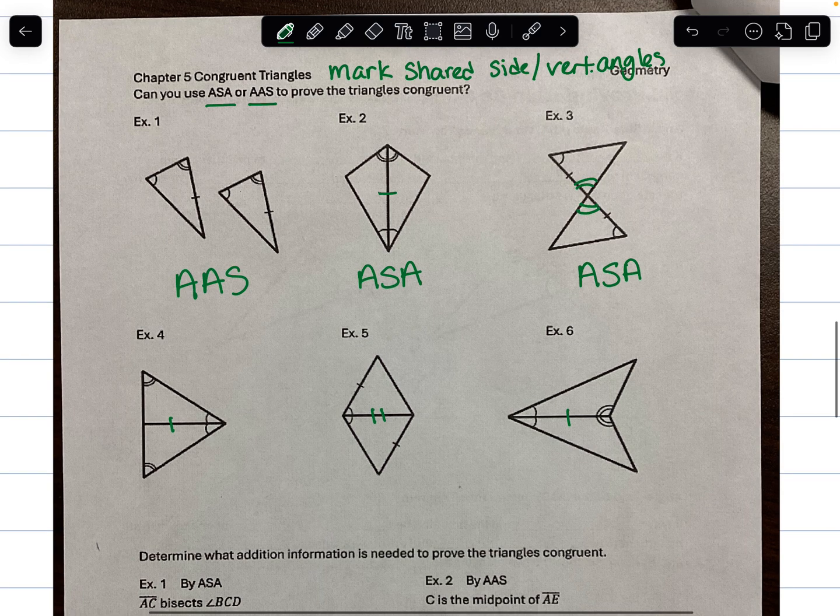Okay. Rowdy, what about number four? Again, just before you go, Rowdy, sometimes it's easier to kind of cover up one triangle and look at what you have. It's angle, angle, side. Angle, angle, side. Good. Because that side is not between the two angles.